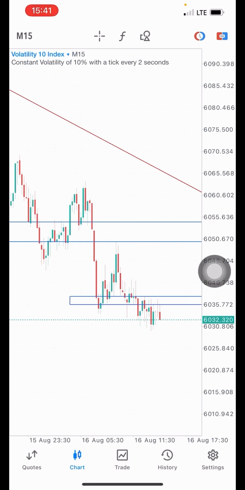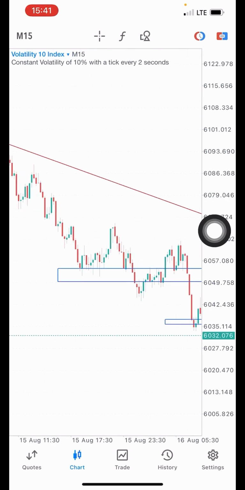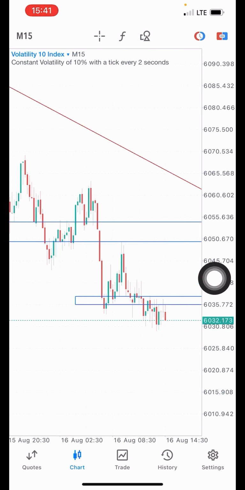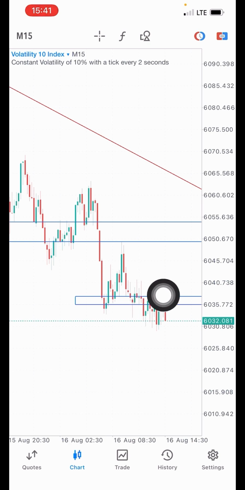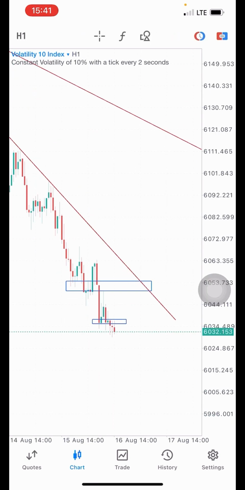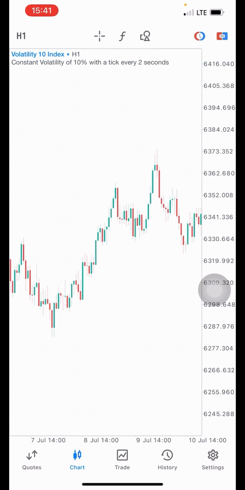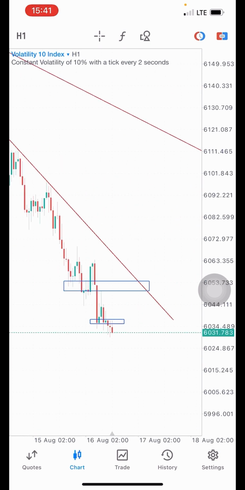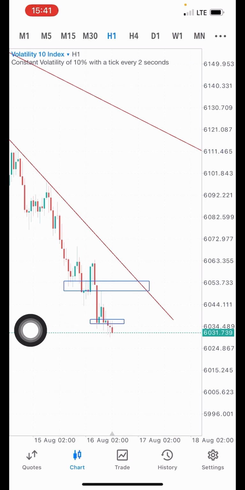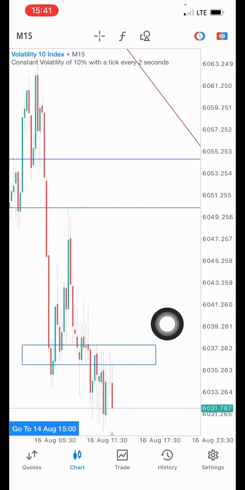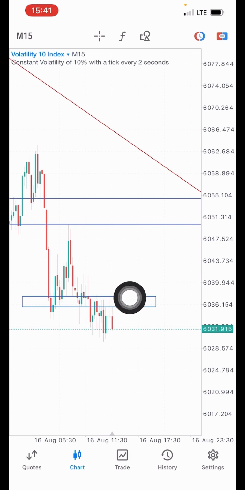Now you can see there is resistance here, which has bounced price to the downside, and also you can see there is a mini resistance zone here. There is a resistance zone here. So how you confirm this is that you go to the higher time frame to see if this area has been tested multiple times. That area here is not tested multiple times, so I will not rely too much on it.